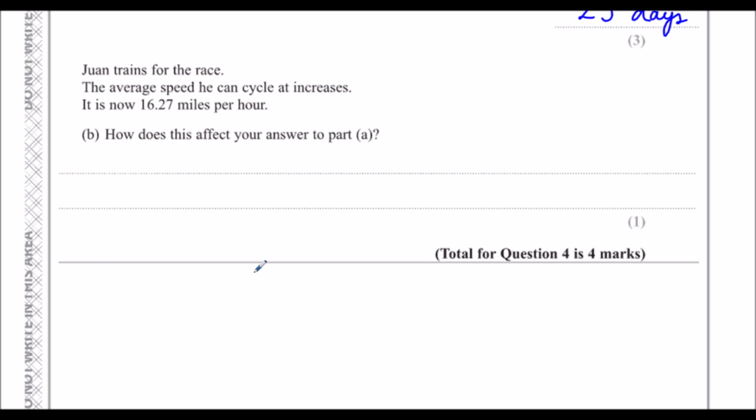Part B. Juan trains for the race. The average speed he can cycle increases. It is now 16.27 miles per hour. How does this affect your answer to part A? So there's two different ways we can answer this. We can say if he's faster, it will take him fewer days. So if he increases speed, it will take less time.